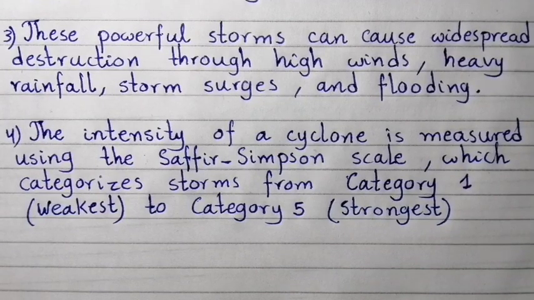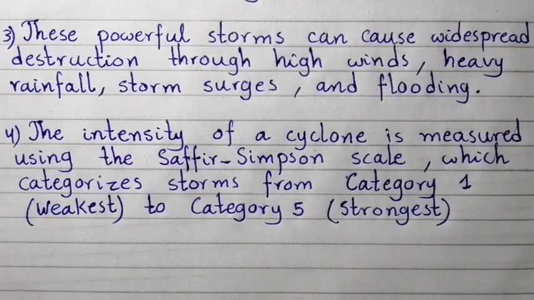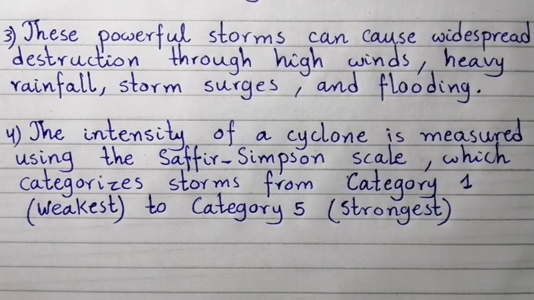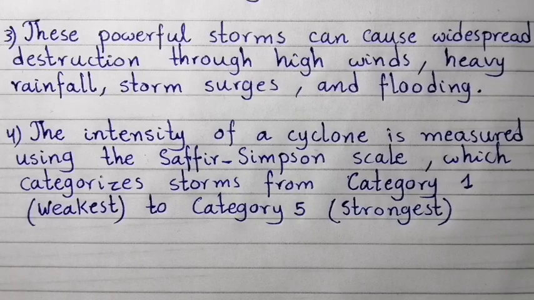The intensity of a cyclone is measured using the Saffir-Simpson scale, which categorizes storms from category 1, weakest, to category 5, strongest. Point number 5.